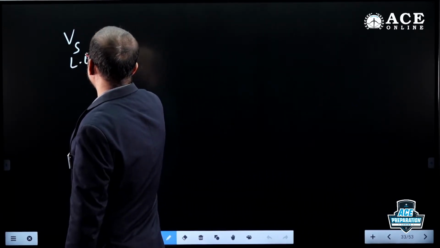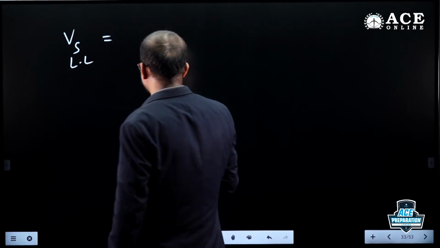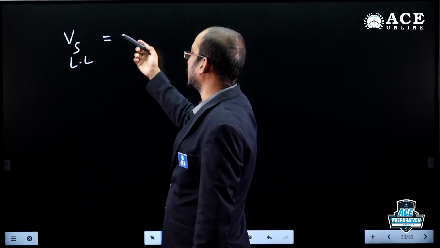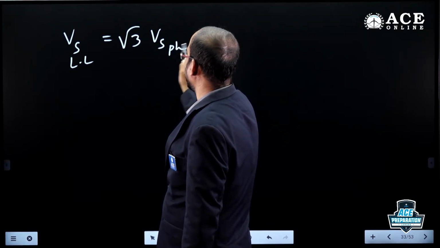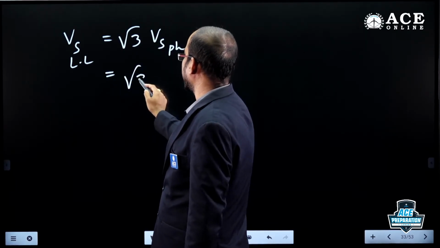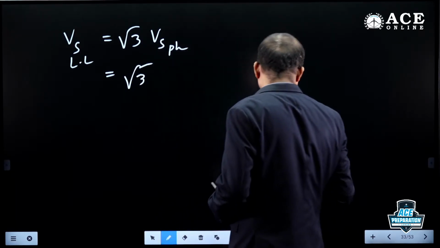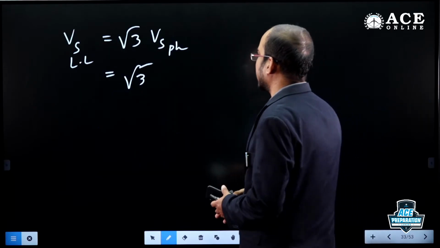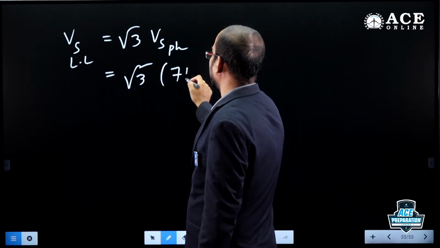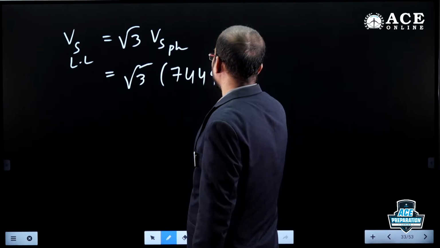Vs line to line is nothing but here phase voltage. V phase is VL by root 3. VL is root 3 times of Vs per phase. So root 3 times of, what is the value that we got here? 74492.8.